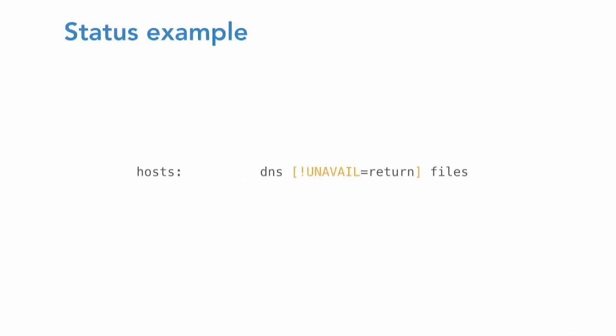After each option, we can have an optional status and an action inside square brackets. The status can be one of success where no error occurred, notfound where the lookup succeeded but the entry was not found, unavail where the service is permanently unavailable, or tryagain where the service is temporarily unavailable. This could mean that the file is locked or the server can't process this many requests.